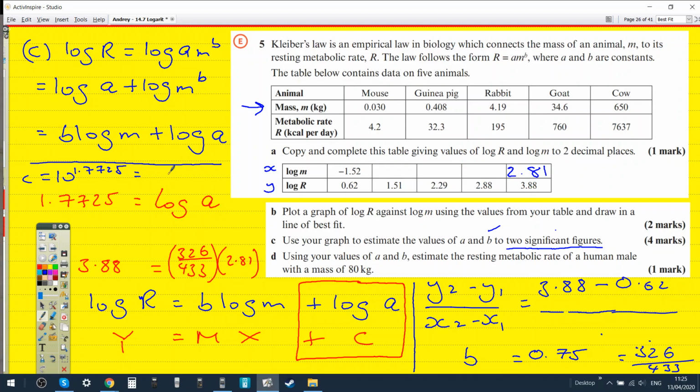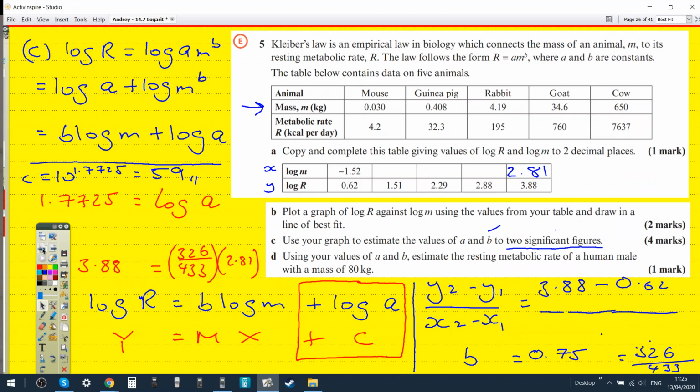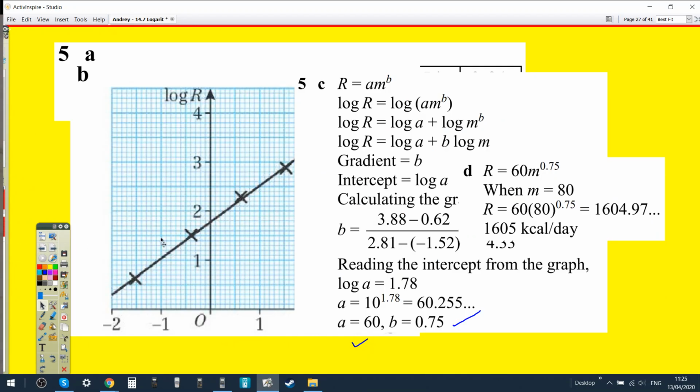The answer to that is to 2 sig fig, so 59. Okay, so that is roughly 59. So 0.75 and 59. That's the gradient, and that's the intercept, I think. So b is 0.75 and 60? Did it round to 60? I don't know. Was it 59.5 or something? Maybe they rounded early.